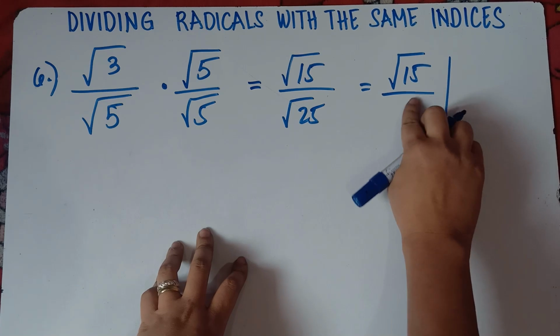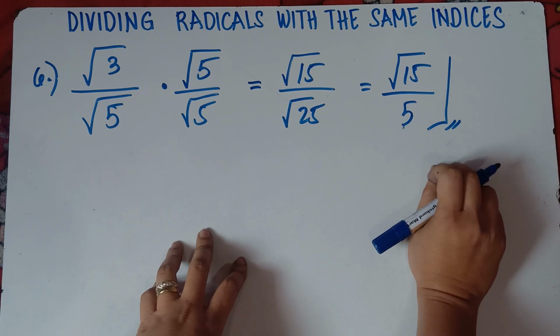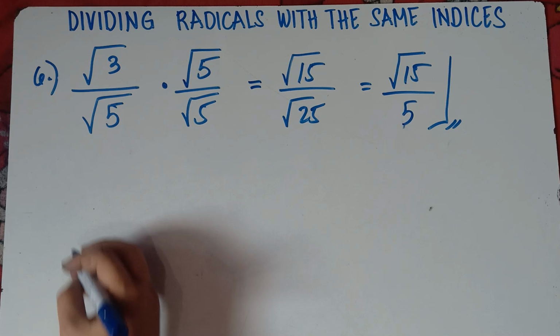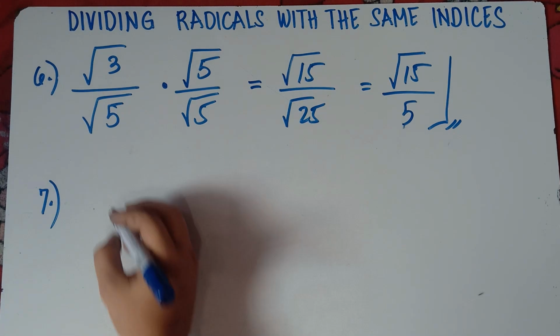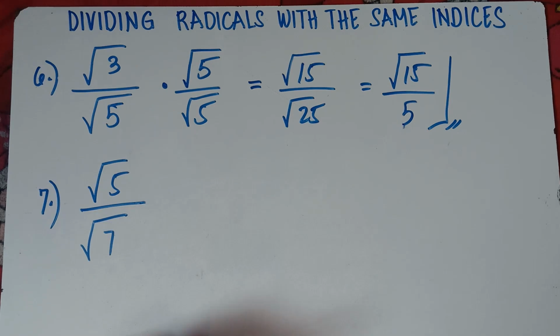So you just remove the radical on the denominator. That's it, class. This will be our answer: square root of 15 over 5. So let's try an example, class. Once again, let's try another example for this one. What if we have the square root of 5 over the square root of 7?